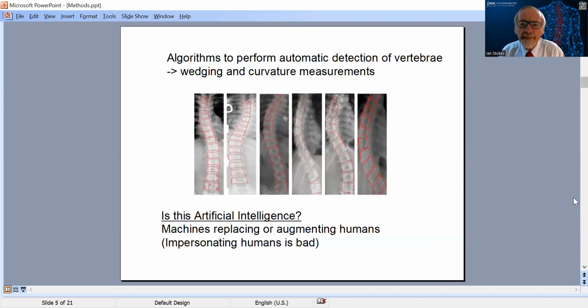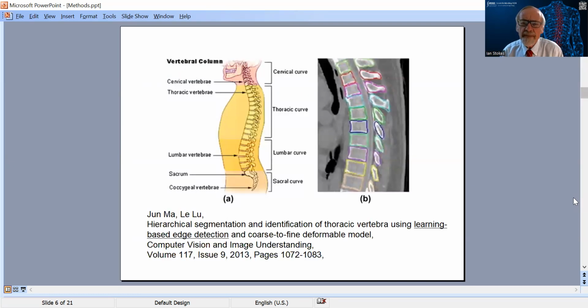Well, there are many efforts being made to automate the recognition of features in these radiographs and derive measurements such as wedging and curvature. So is this artificial intelligence, which is basically machines replacing or augmenting humans? That's scary, of course, because impersonating humans is bad. But many algorithms are being developed here.